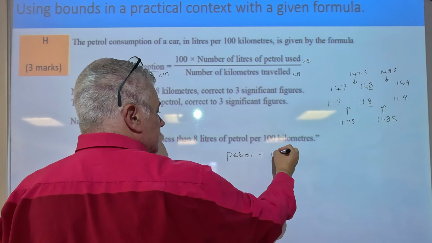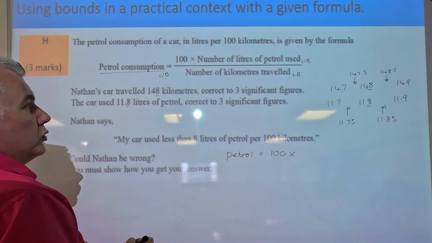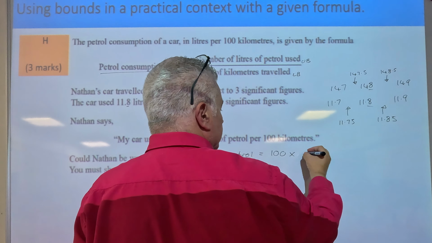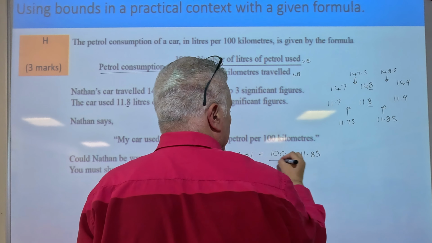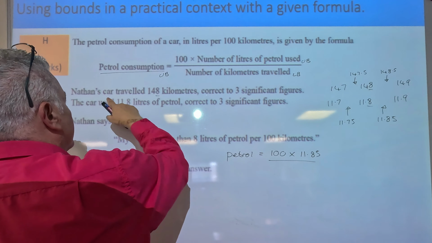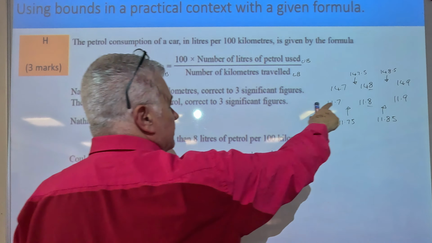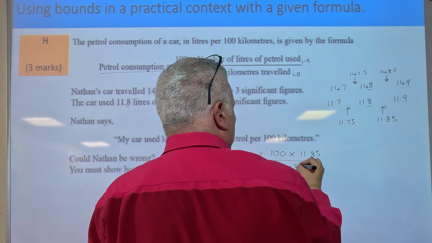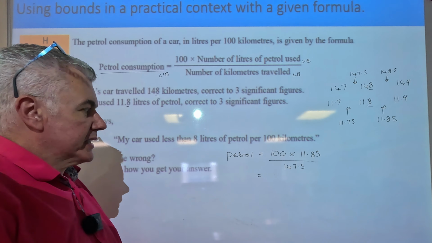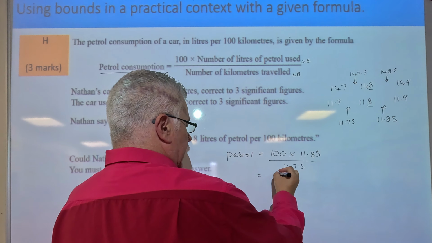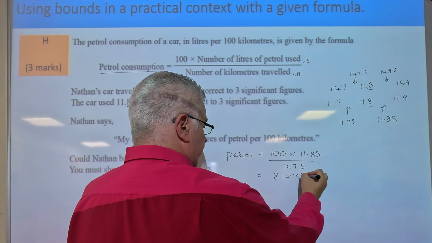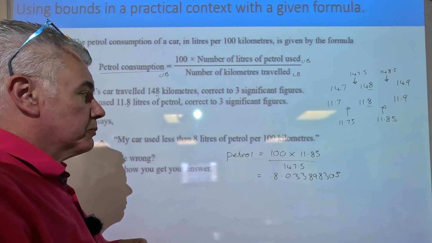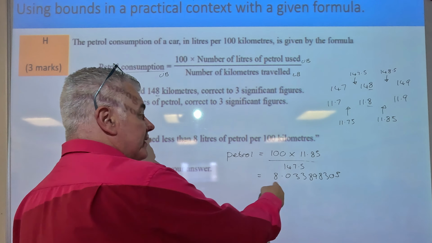So I know my consumption, my petrol, equals 100 times the upper bound for the number of litres of petrol. This one, and I want the lower bound for the number of kilometres travelled. It's the 148. The lower bound, I want it to be 147.5. Going to turn to my trusty calculator, which gives me 8.033898305. So Nathan's petrol consumption at the upper bound is bigger than the 8.